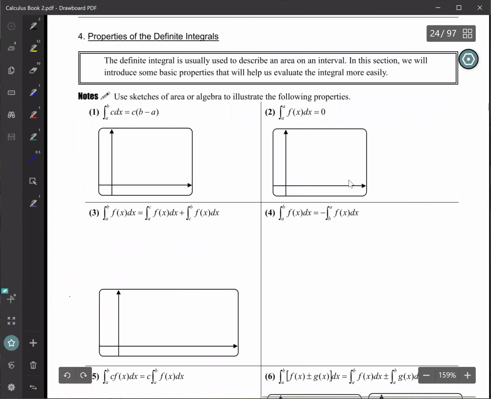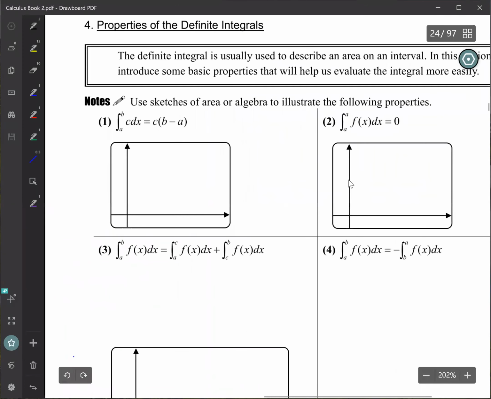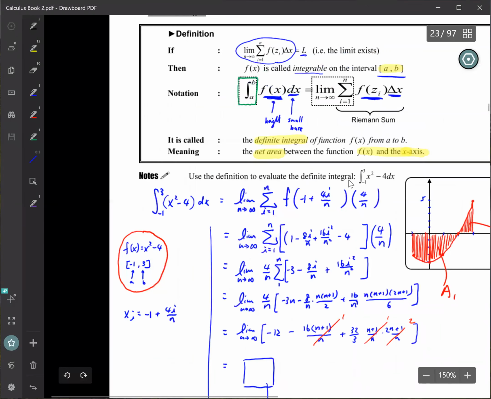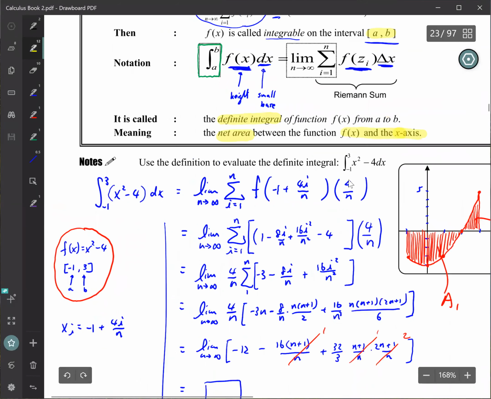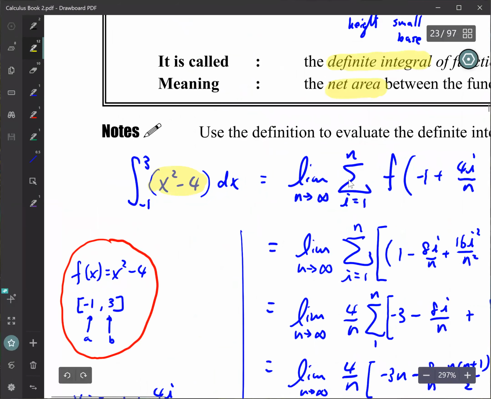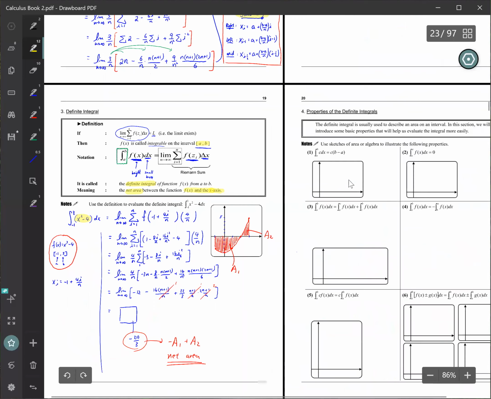Okay, so the first one. Just like last time when we talked about this notation, the integral sign, whatever is after the integral sign, like over here, the yellow highlighted x squared minus 4, that's the function of the graph, right? And then the answer that you get will be the net area between that function and the x-axis, okay?